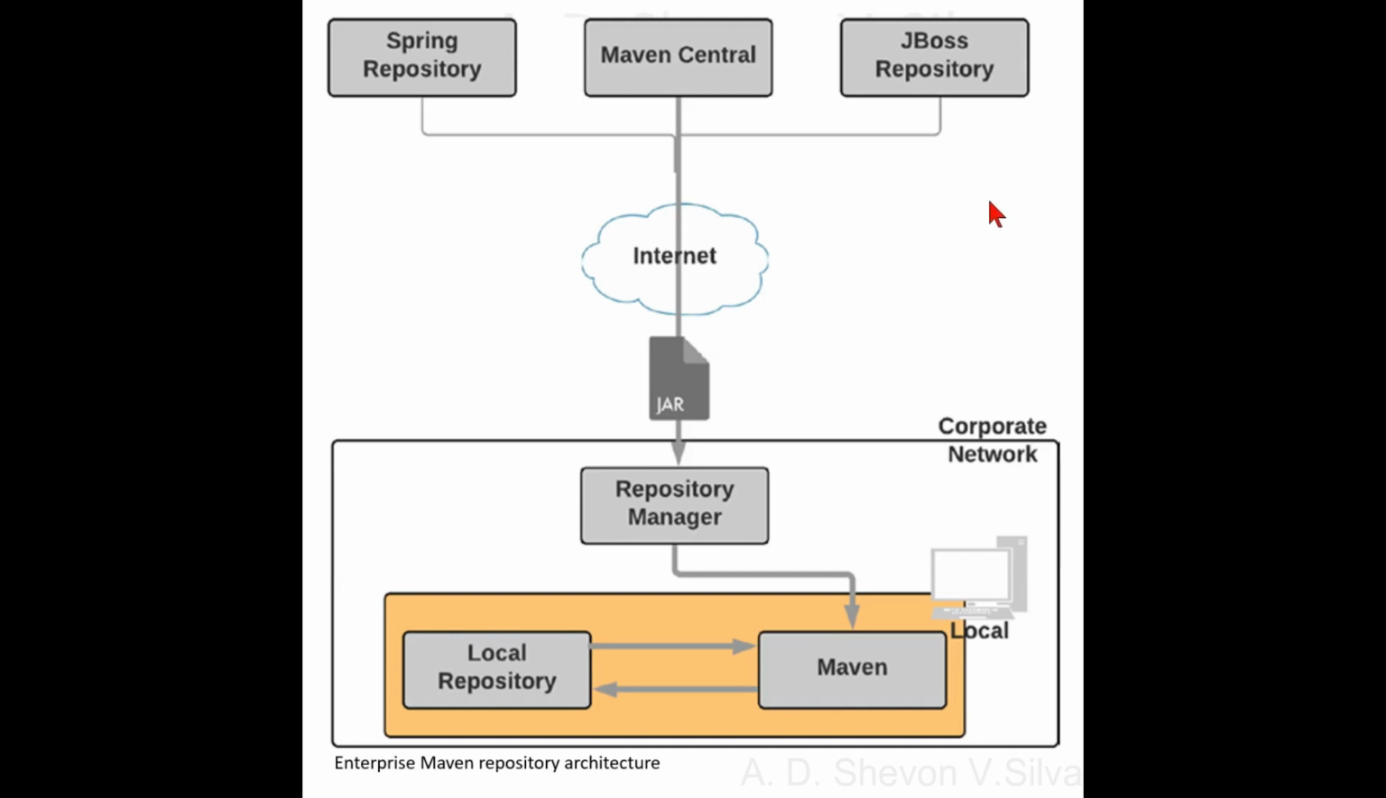Using new repositories. In order to use a new repository, you need to modify your settings.xml file. Here you can see the Spring repository, Maven Central and JBoss repository are connected to the repository manager via the internet. Here the repository manager is connected to Maven, and Maven interacts with the local repository. Maven and the local repository are local, and the local repository and repository manager are in the corporate network.